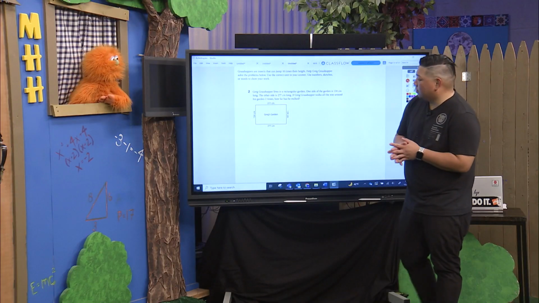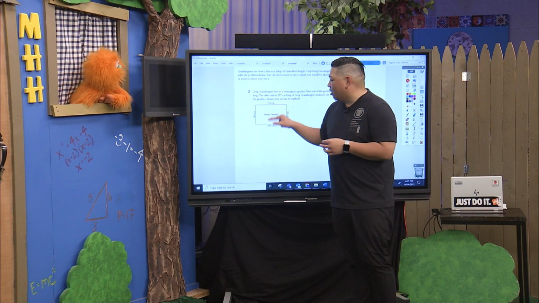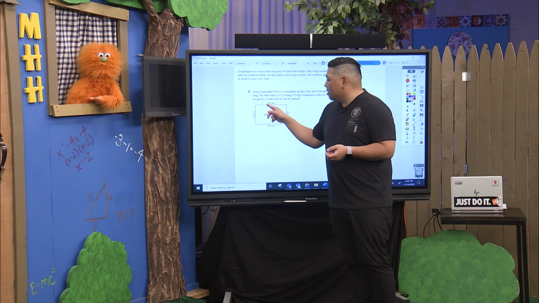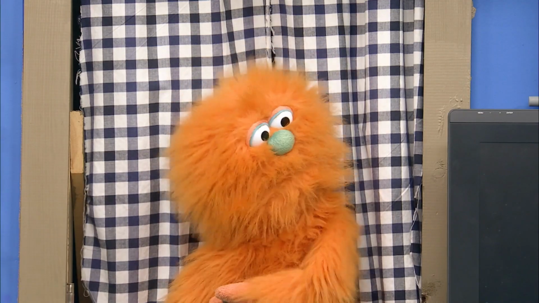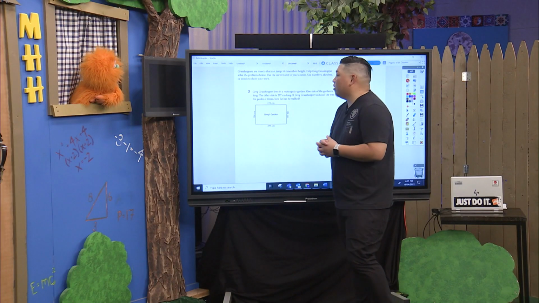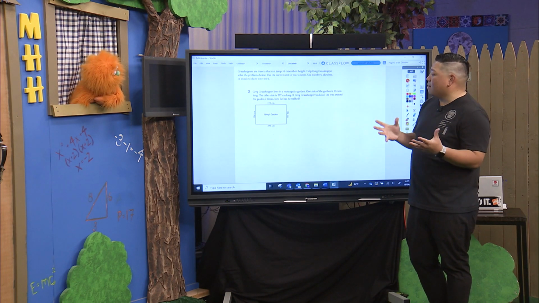Hmm. Okay. So we know that the opposite sides of a rectangle are equal, right? So if one side is 277, the opposite side will also be 277. And then we have 134 and 134. Makes sense to me. So this will probably be the last problem that we do together. So let's take our time and break this down.